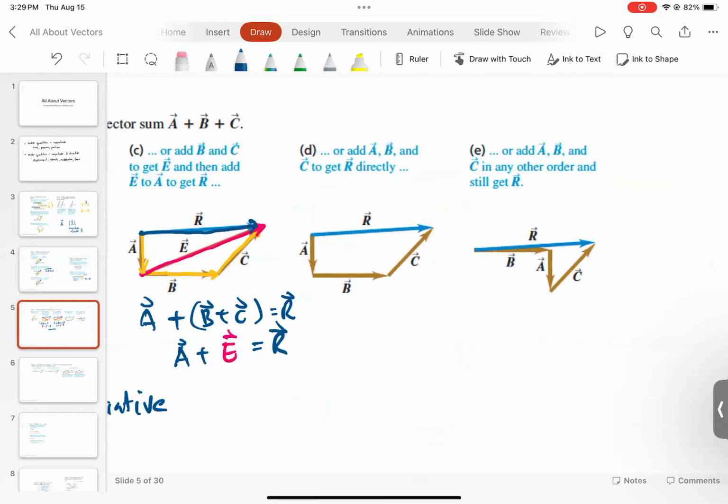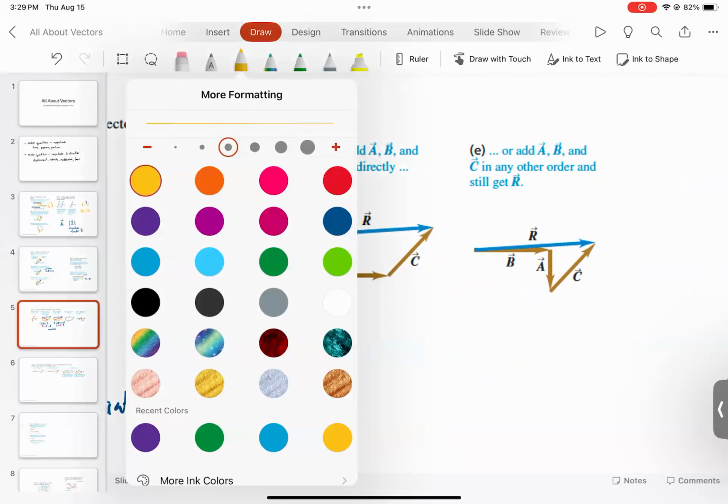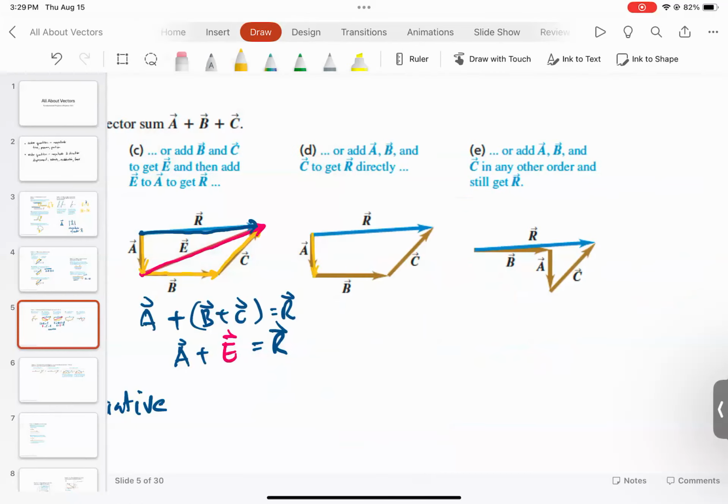Okay, so we can also add directly. Like vector A first, at the tail of vector B and at the tail of vector C. So the tail of the first vector A and the head of the last vector C. When we connect from the starting point to the end point, then we have the resultant vector. Of course, it doesn't matter which one we put first, because vector addition is commutative.